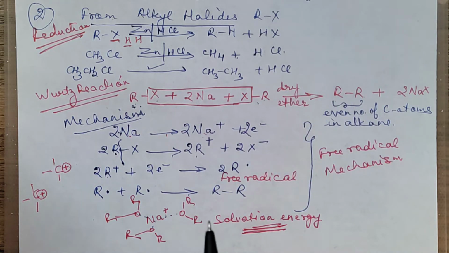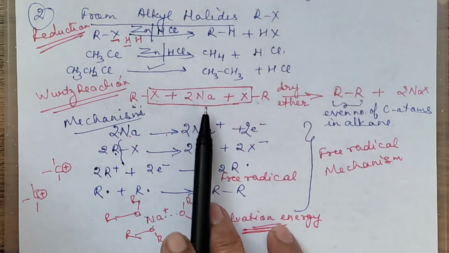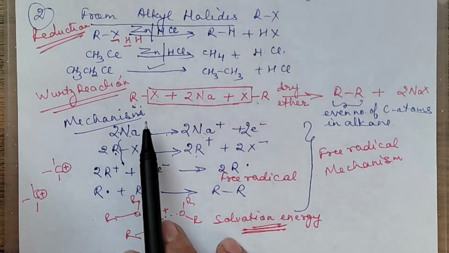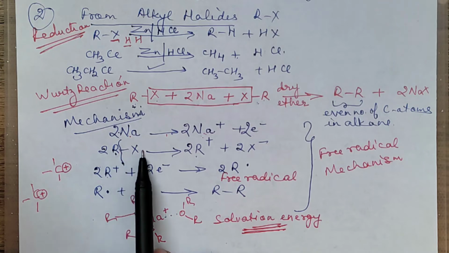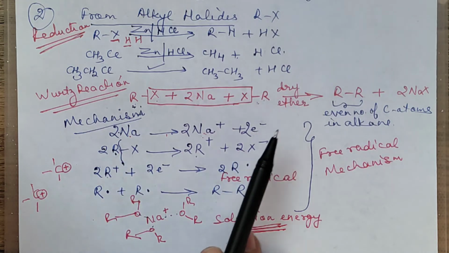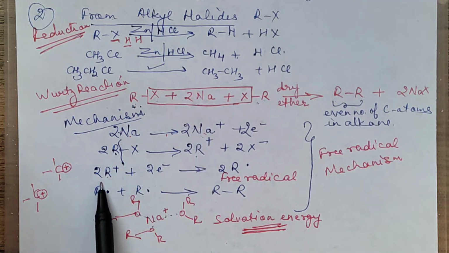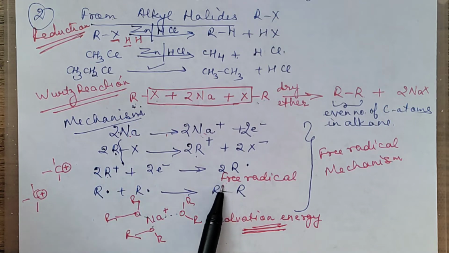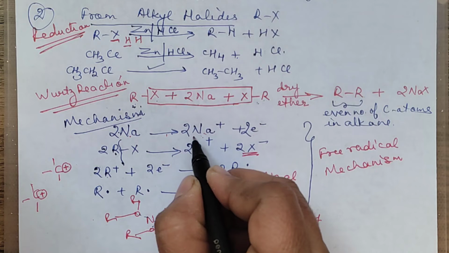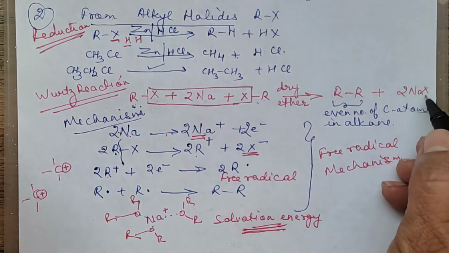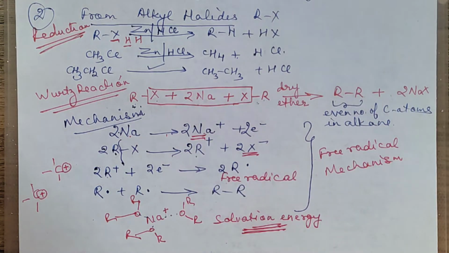I hope you followed. First thing, Na undergoes ionization, and then the alkyl halide will break because the halogen, being more electronegative, will form a halide ion, and then it will be forming R plus. That R plus, there are 2 R plus, both get 1 electron, so it forms a free radical. Okay, so when 2 free radicals are formed, they will combine and form alkane. And finally, this X minus and Na plus combine and form NaX also.